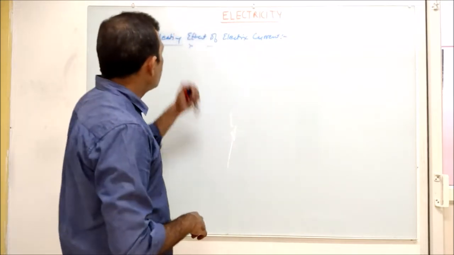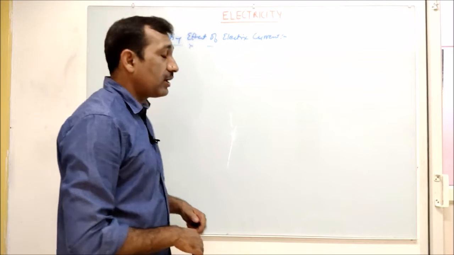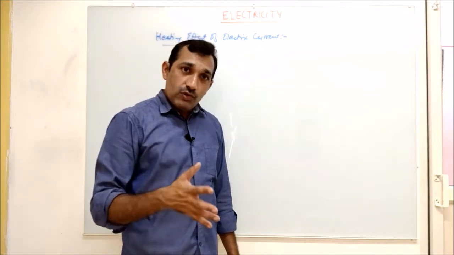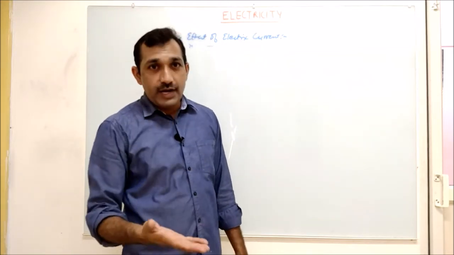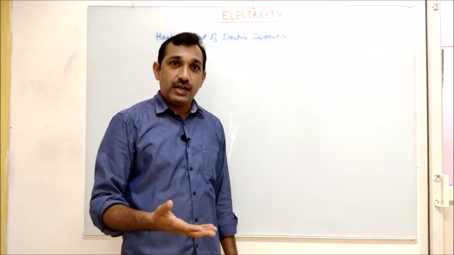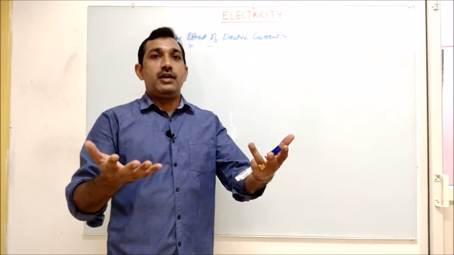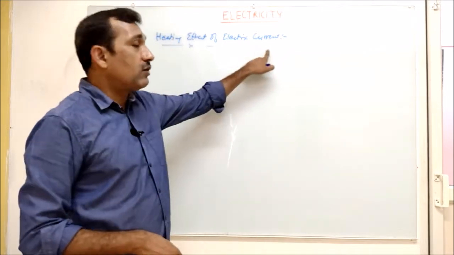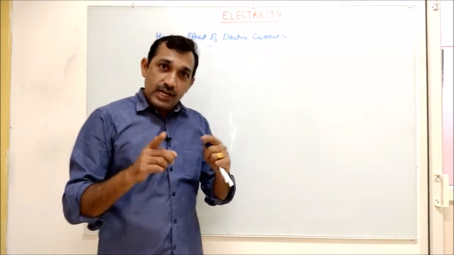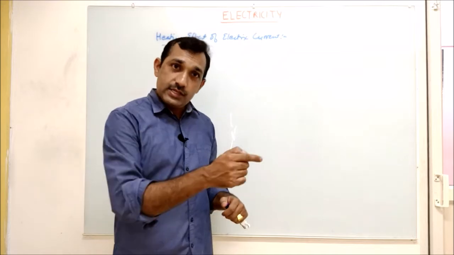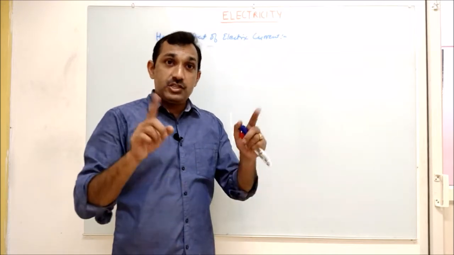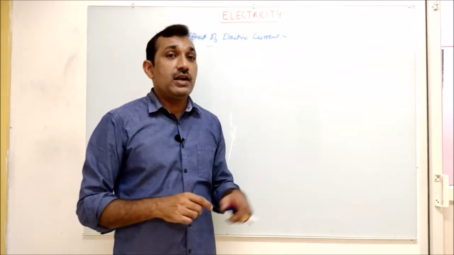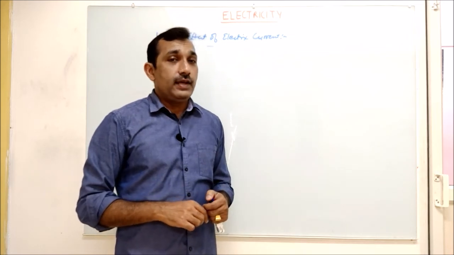So now how to say this? What is the heating effect of electric current? When current flows in a conductor, its temperature goes up. This phenomenon or this effect is called heating effect of electric current. I will repeat. When electric current flows in an electric conductor, its temperature goes up, and this phenomenon is called heating effect of the electric current.